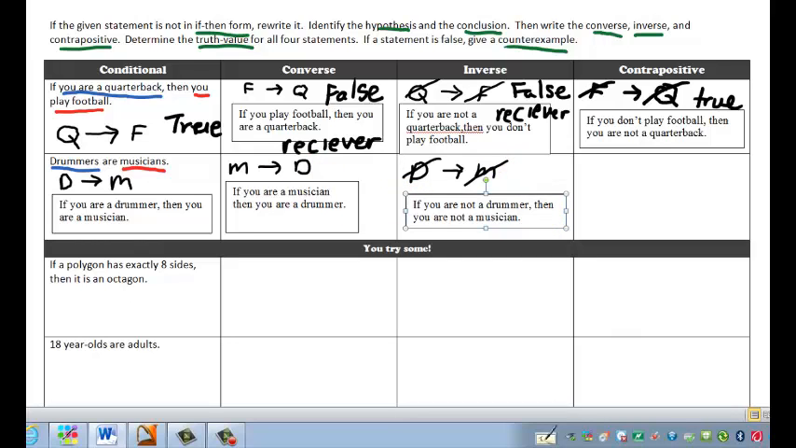Alrighty, last one is the contrapositive. Everything gets switched around. This one's got the most involved stuff. Okay, again, you always want to go back to your original. So if we had D implies M, and on a contrapositive we're going to switch everything. We're going to change the order, and we're going to negate it. Then this is going to say this. Not a musician implies that you are not a drummer. If you're not a musician, then you're not a drummer.